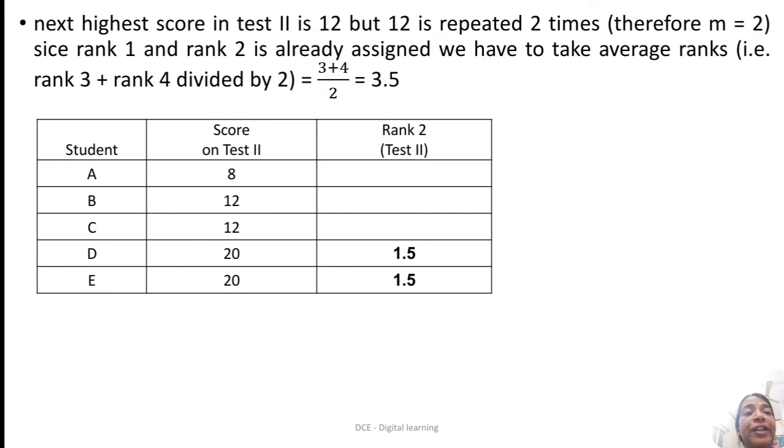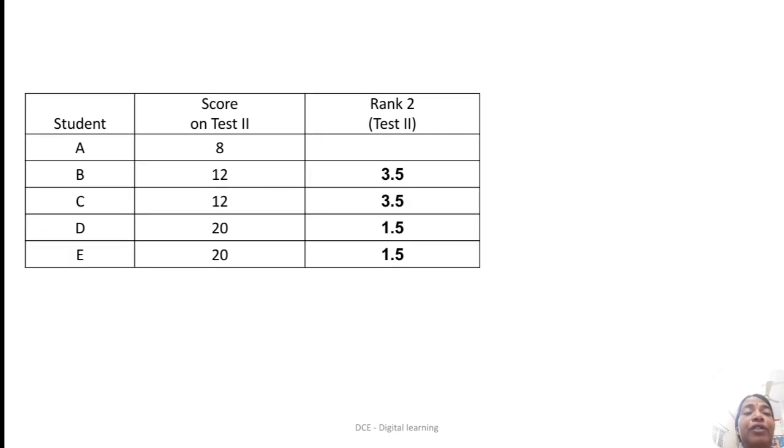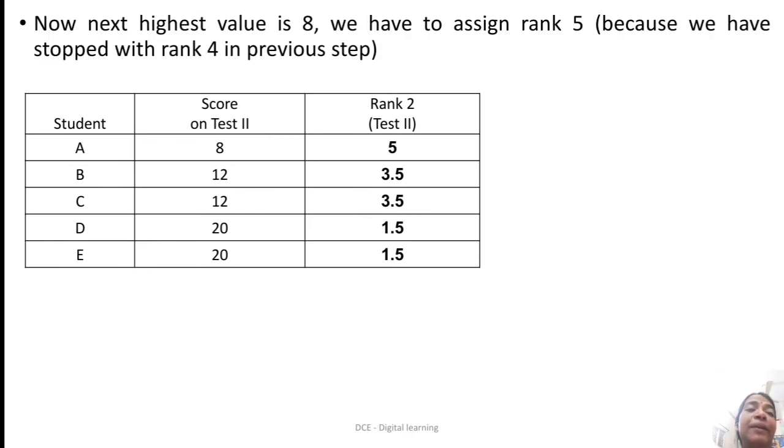See, I have already written there, 3 plus 4 divided by 2, that is 3.5. We will assign for B and C. Now who is pending? A. So already we have assigned rank 4. Now we have to assign rank 5 for A. Okay, so we have assigned the rank.